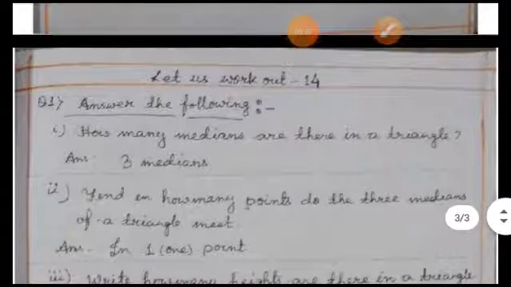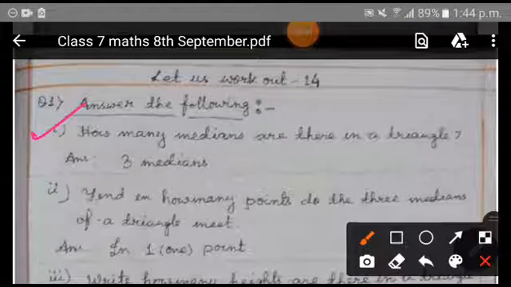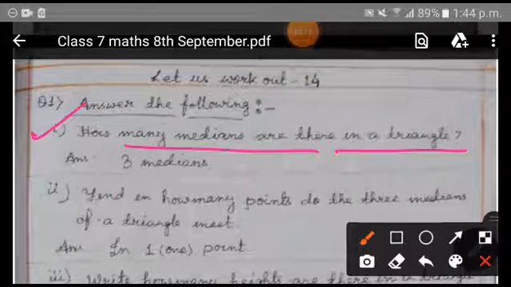Now let's work out 14. In question number 1, answer the following. Part 1: how many medians are there in a triangle? These are very short type questions, only 1 mark type. This type of question you may get in your MCQ, right? So the question is, how many medians are there in a triangle? You know that 3 medians are there in a triangle.